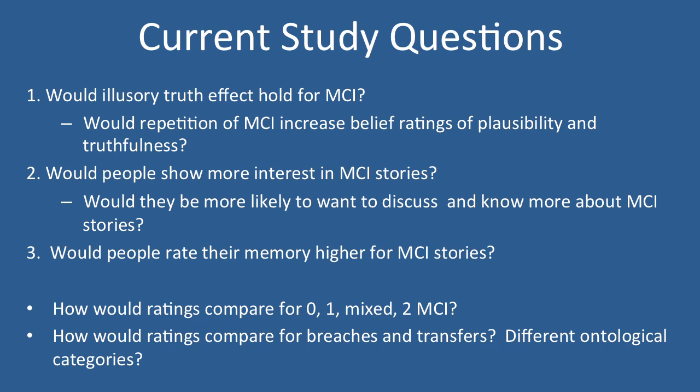So in particular, some of the nitty-gritty of the statistics that I'm looking at is not only am I looking at these big questions, but I'm also interested in how ratings compare for MCI scores of 0, 1, then I'll show you what mixed is in a second, and 2, and how would they compare for breaches and transfers and for the different ontological categories that I'm going to look at. So I got a lot of data.